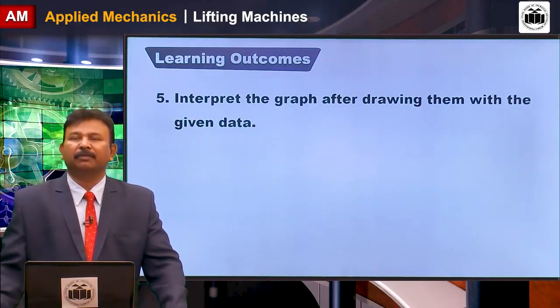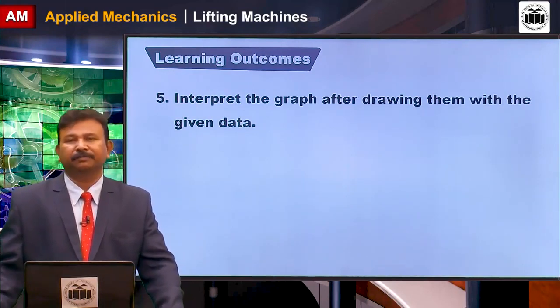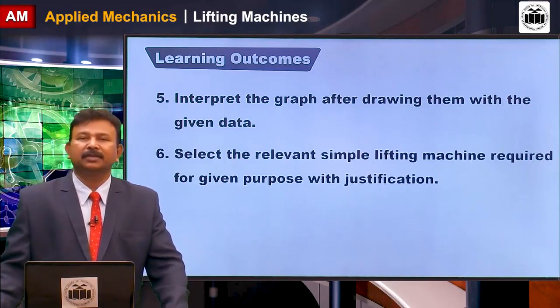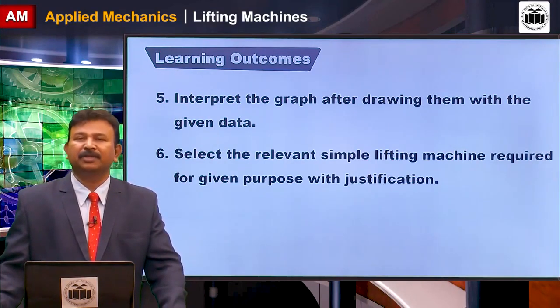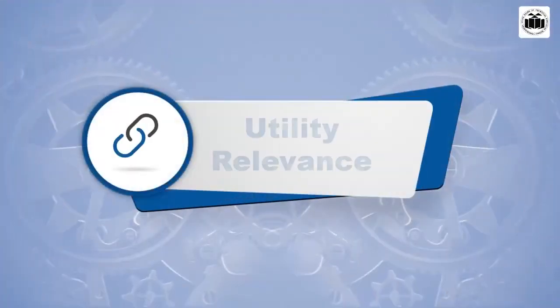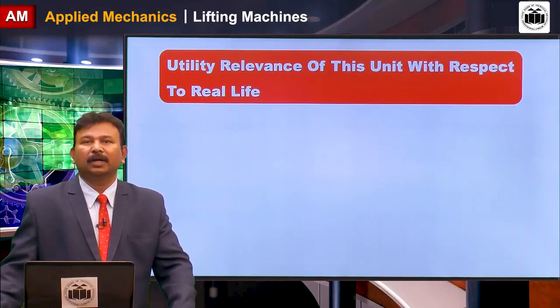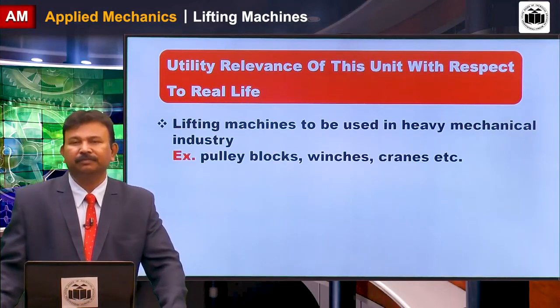Interpret the graph from drawing them with the help of given data. Outcome number 6, select the relevant simple lifting machine required for a given purpose with justification. Utility and relevance of this unit with respect to real life problems.